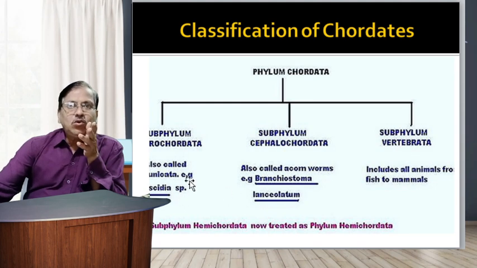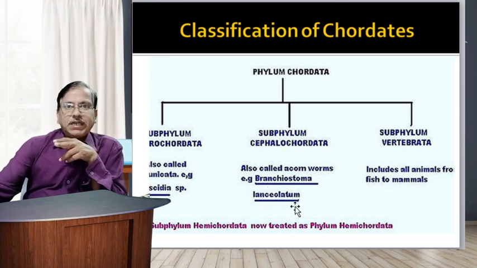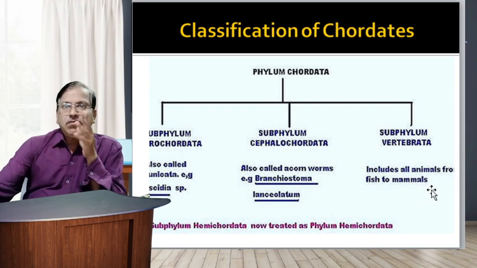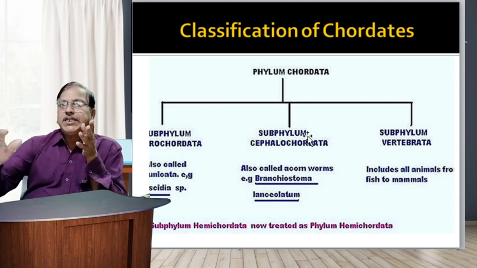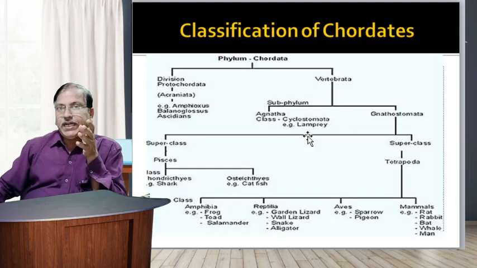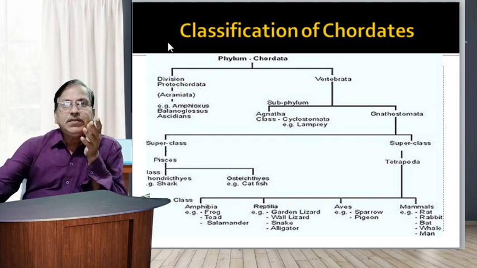The first is also called the tunicates. An example is Ascidia. Next is also called the lancelets. An example is Branchiostoma lanceolatum. The subphylum Vertebrata includes all animals from fish to mammals. This is a schematic representation, a classification chart, of the phylum Chordata.